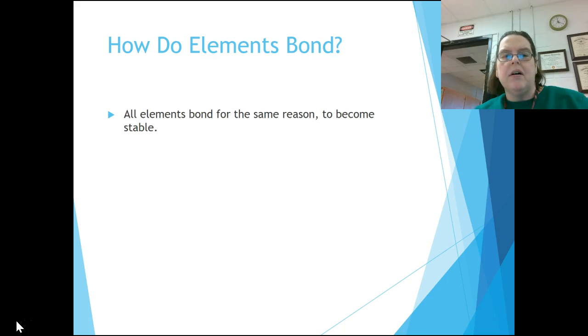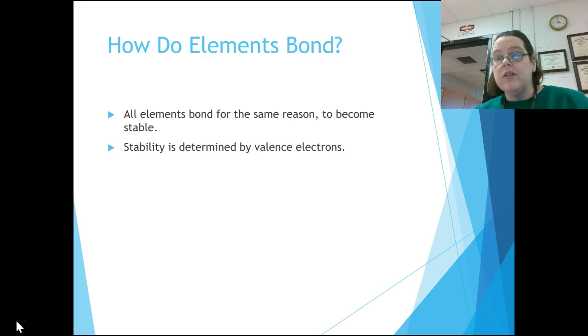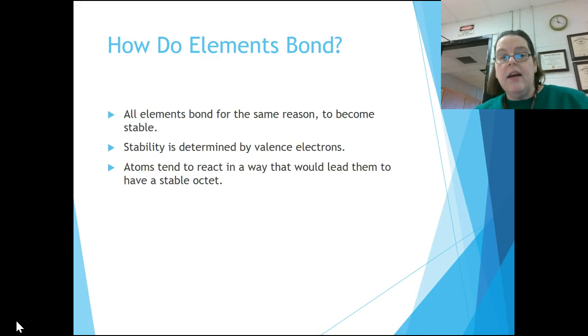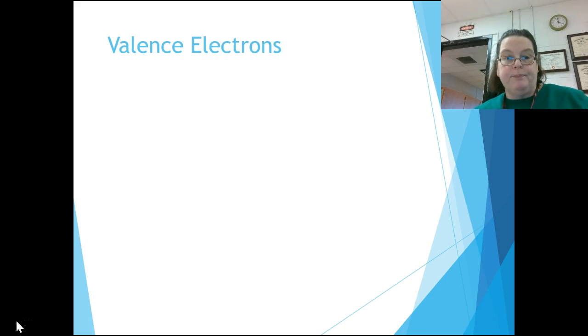So how do elements bond? All elements bond for the same reason. They want to become stable. And stability is determined by valence electrons. And this stability is achieved because everybody wants to have a stable octet. Well, there are already elements on the periodic table that have a stable octet. Those are the noble gases. They already are stable. So everything else is trying to become stable like a noble gas.